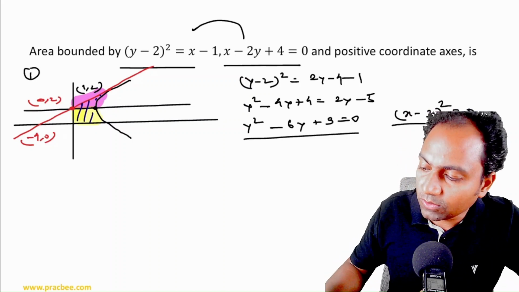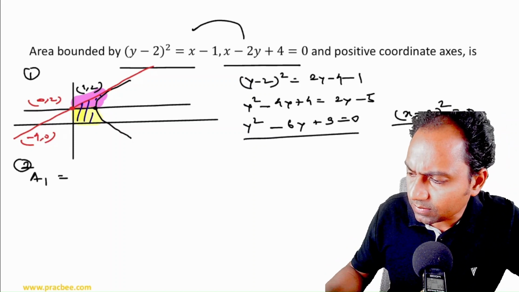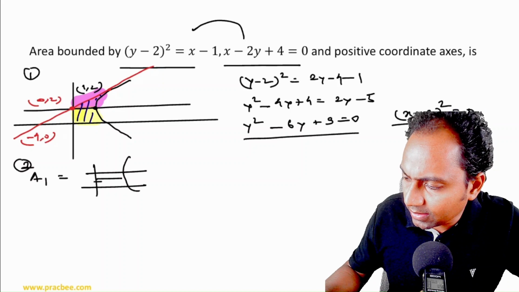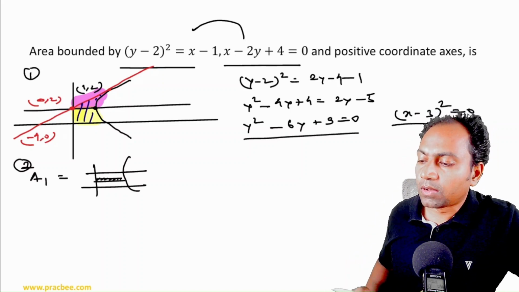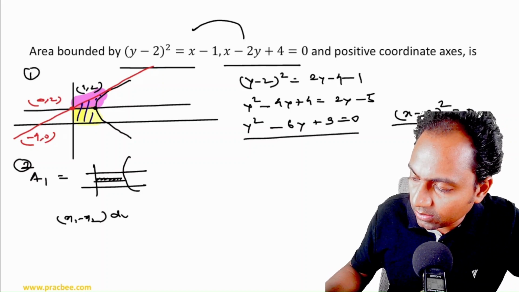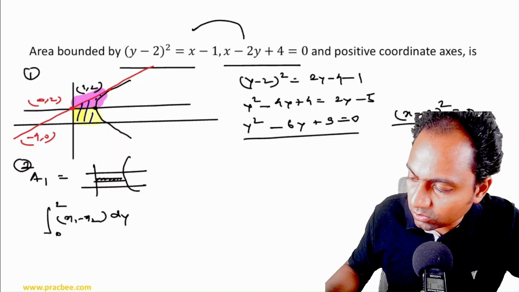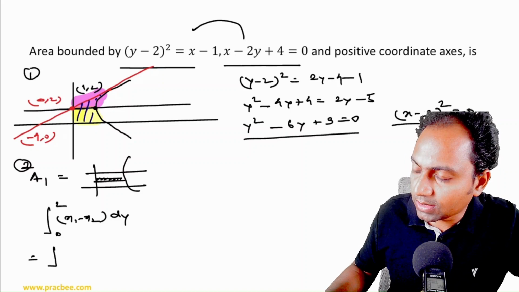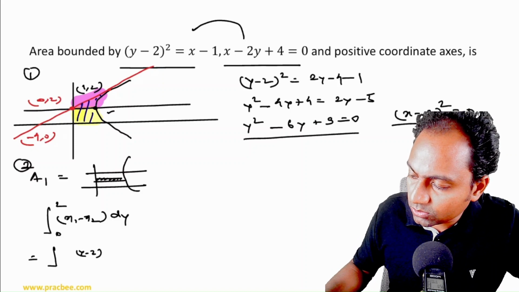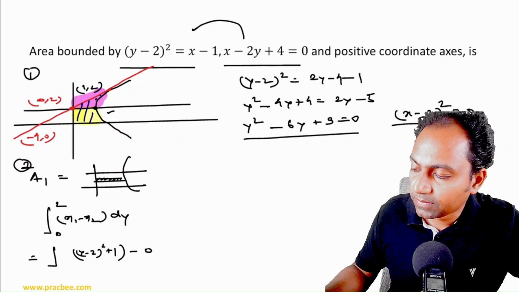Let us do this. For finding area 1 in the second step, in this region that we have, we can take a horizontal element. So what we need to write is the integration of (x1 minus x2) dy. You can see that the y variation is from 0 to 2. Here the first curve is x equals (y minus 2) whole square plus 1. From that we'll have to subtract the x's, that is x equal to 0.